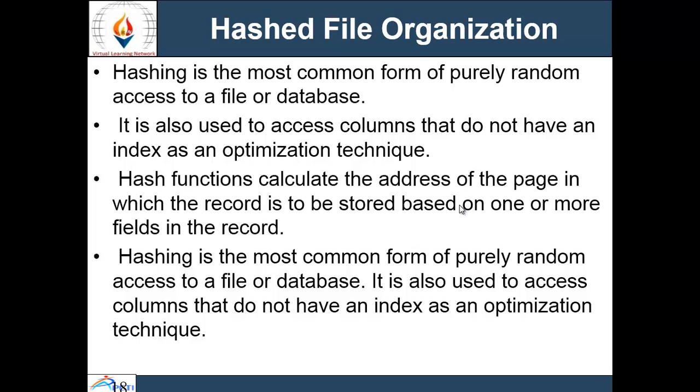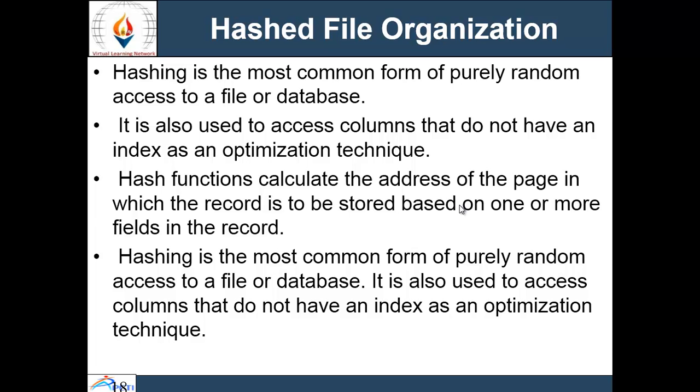The field on which the hash function is calculated is called the hash field, and if that field acts as a key of the relation, then it is also called the hash key. The records are randomly distributed in the file, so it is also called random or direct files.